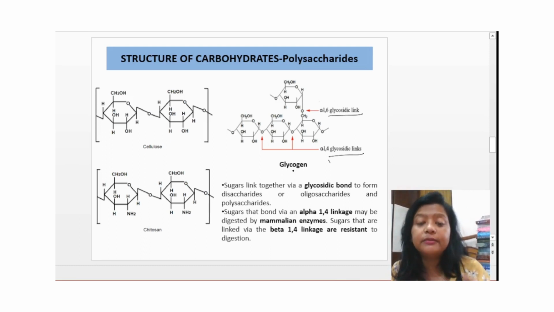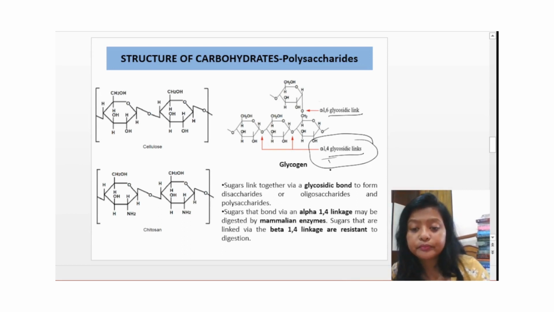Now, sometimes there are two or three types of linkages. In glycogen, we can see the alpha 1,6 glycosidic link and the alpha 1,4 glycosidic link. The alpha 1,4 glycosidic link is digested by mammalian enzymes, but the 1,6 links are not digested by mammalian enzymes. Also, these linkages are resistant to digestion. Okay, so understood this much.